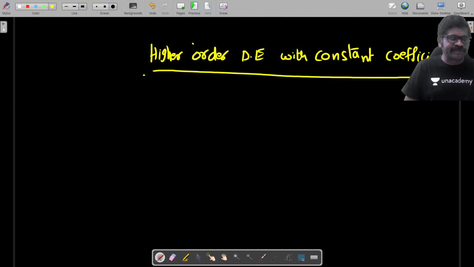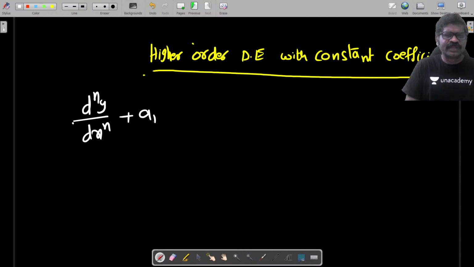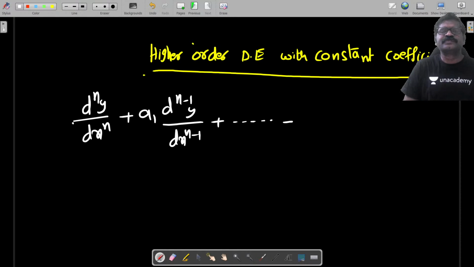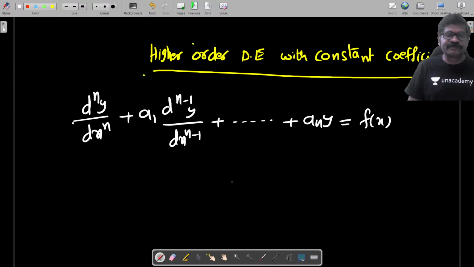Higher order differential equation with constant coefficients. The differential equation d power n y by dx power n plus a1 into d power n minus 1 y by dx power n minus 1 plus and so on, plus a n y equal to a function of x.